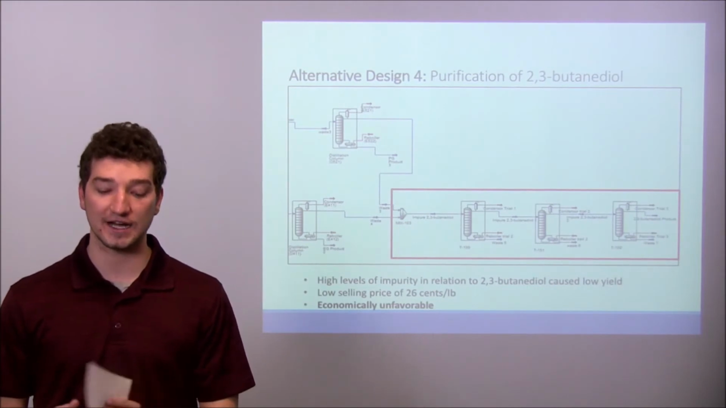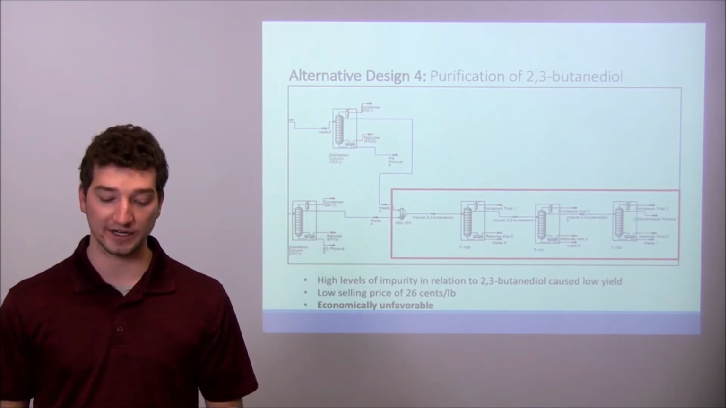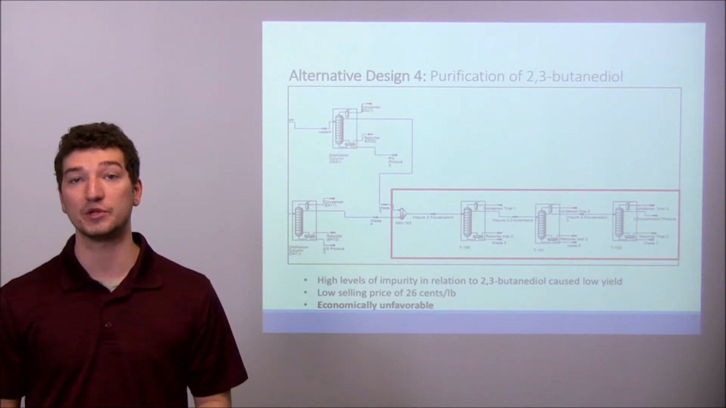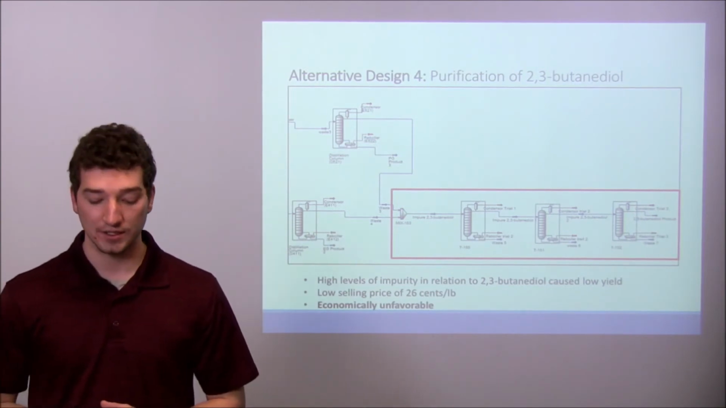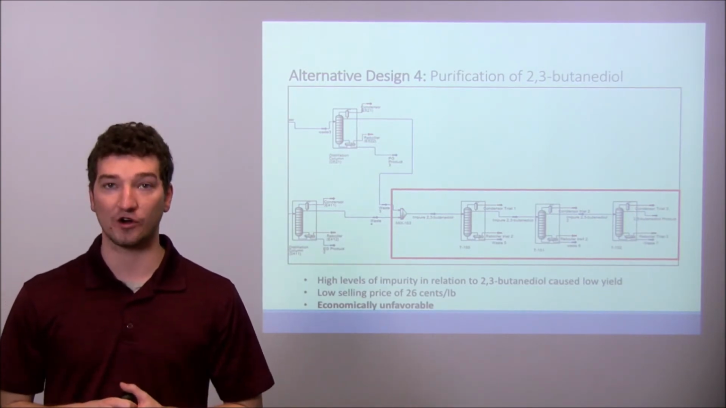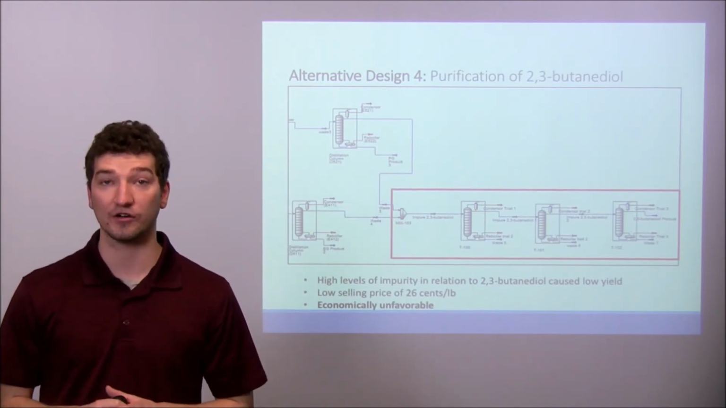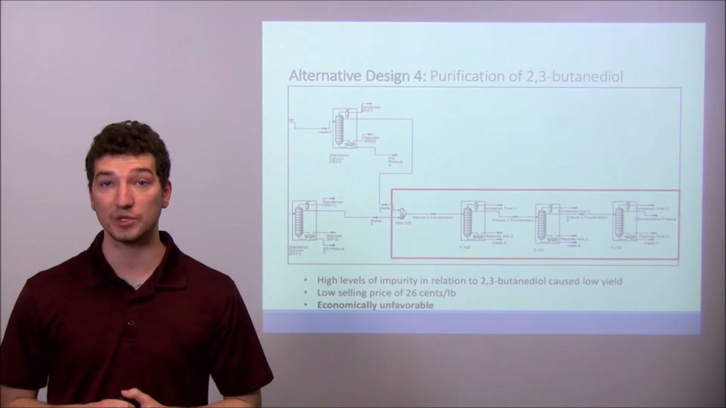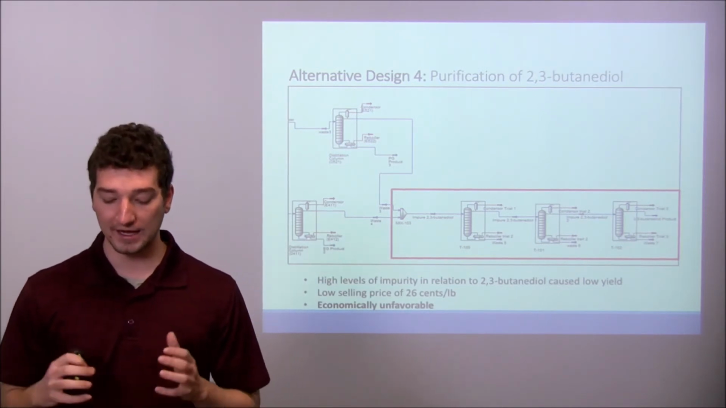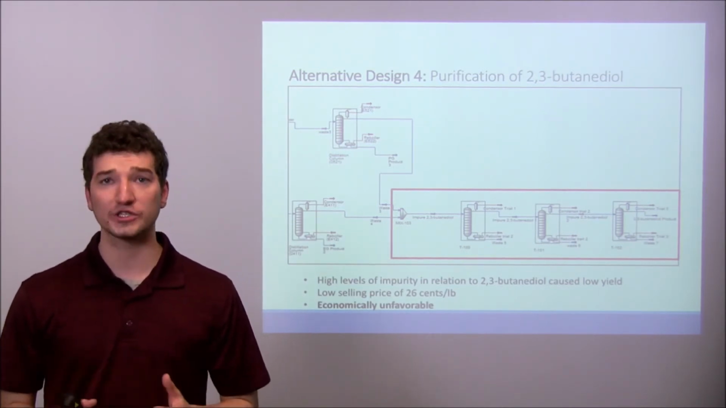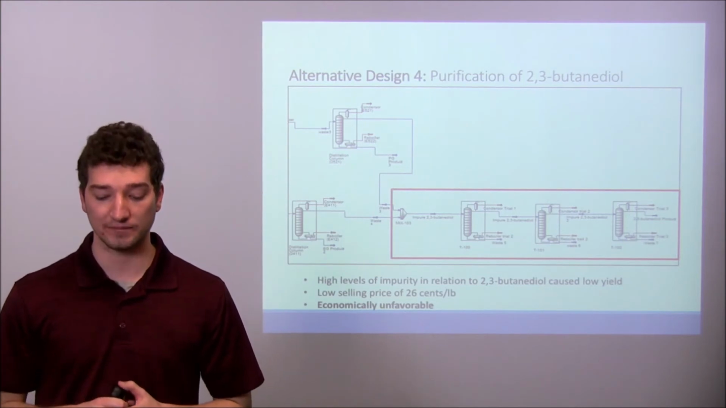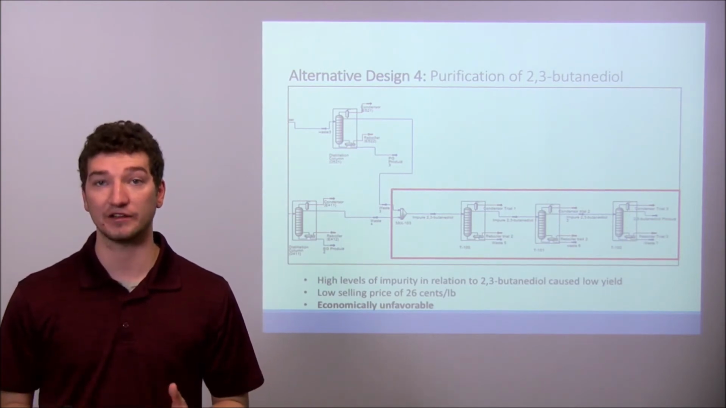The fourth design that our team studied was the purification of the 2,3-butane diol side product. So this involved combining the waste streams from the propylene glycol and ethylene glycol in order to increase the yield of the 2,3-butanediol product. And unfortunately, this design did not prove to be economically favorable.